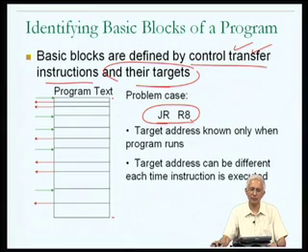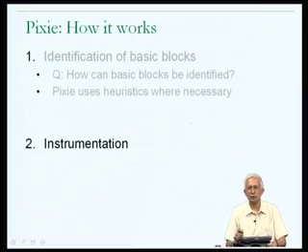Okay, so this was the problem with the jump register instruction. Right, so we understand how the identification of the basic blocks could be done. The next question is, what instrumentation would Pixie do? In other words, what would it have to do to generate the instrumented version of A.out?